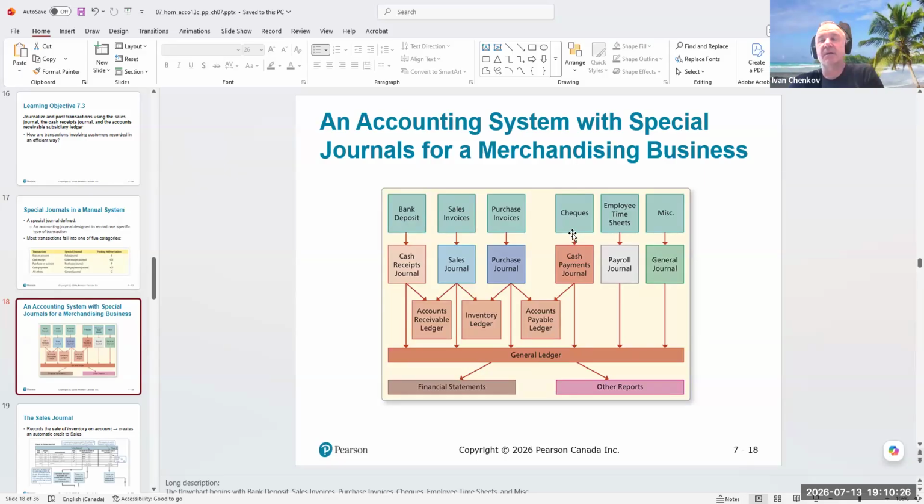Checks: when we sign the check, so when we issue the check, that will be the form of payment. So that is going to affect the cash, and it is also going to affect the accounts payable by reducing the accounts payable. Once we pay the employee, that's going to go directly to the general ledger to reduce the cash. And if we have anything else which doesn't involve cash, we're going to post it directly to the general ledger so it can affect the accounts related to that specific transaction.